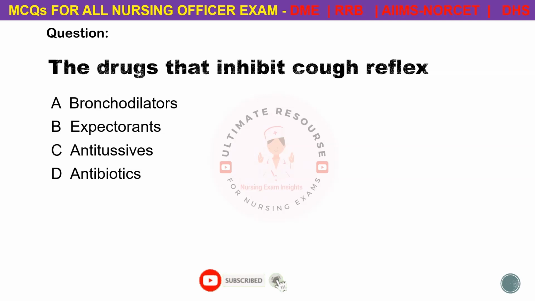The drugs that inhibit cough reflex. Options are A. Bronchodilators, B. Expectorants, C. Antitussives, D. Antibiotics. The answer is C. Antitussives.